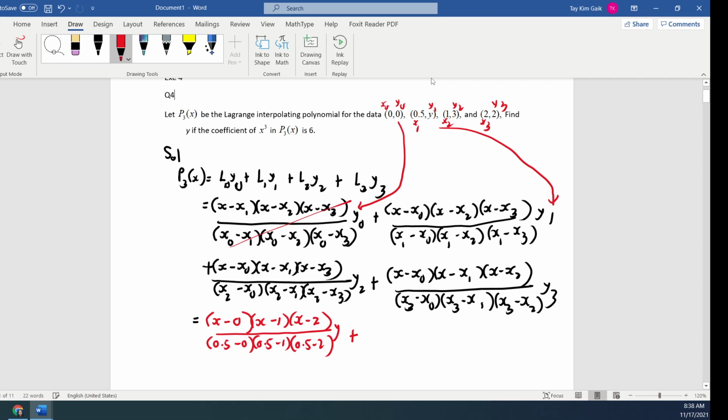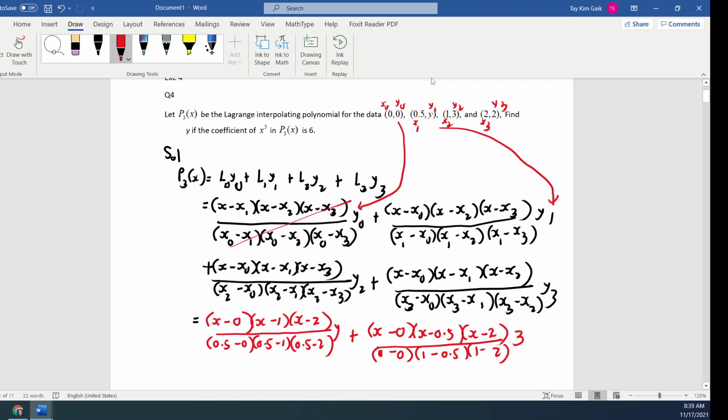And plug into the third term here, where x0 is 0, x1 is 0.5, x3 is 2, and x2 is 1, and then y2 is 3. Make sure you check properly, afraid you plug in the wrong value.